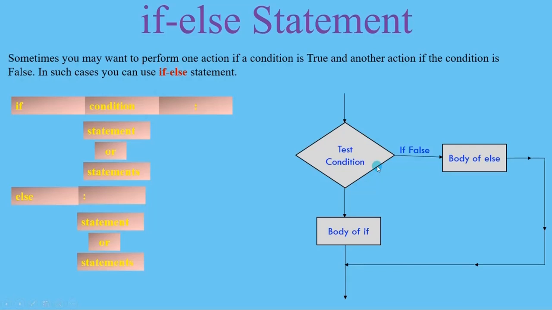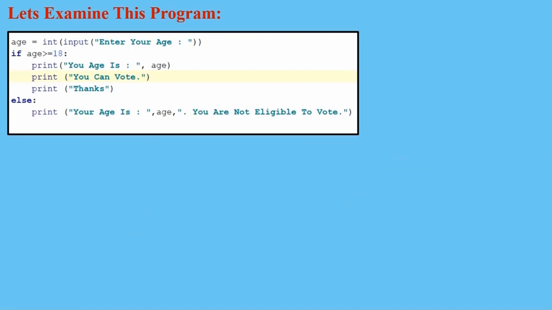The Python engine will first check the if condition. If it is true, then it will execute the if block and then it will execute the code that comes outside the block. But if the condition is false, then it will execute the else block and then it moves outside the block and executes the code that comes outside the else block. Now let us examine this program.